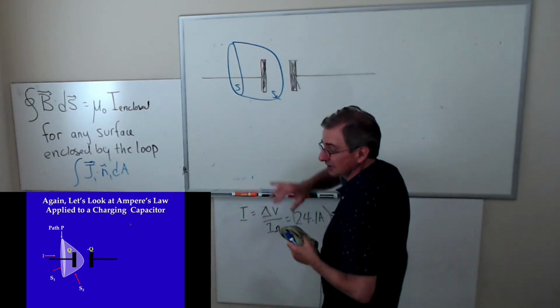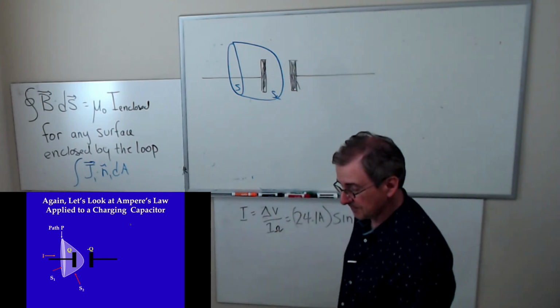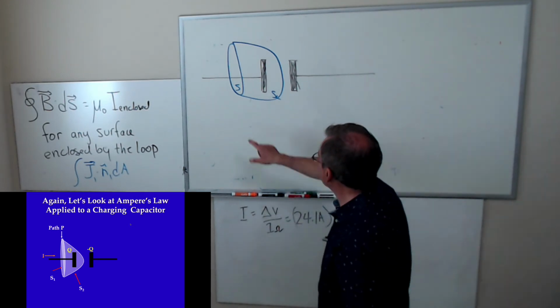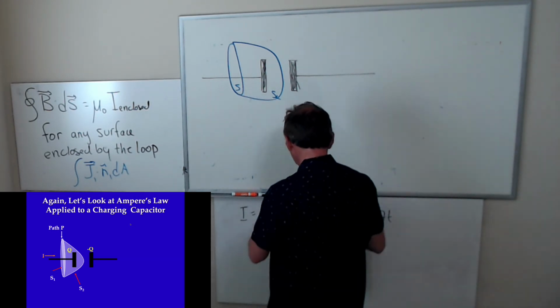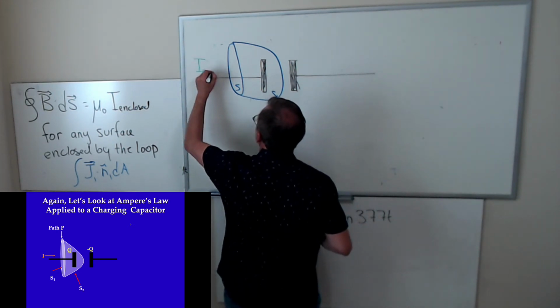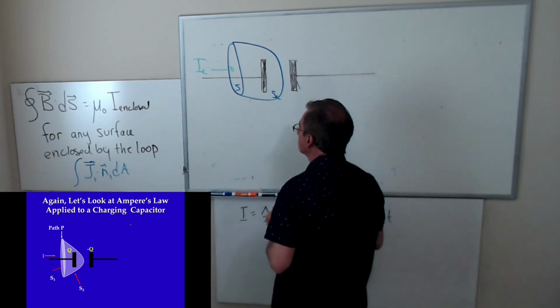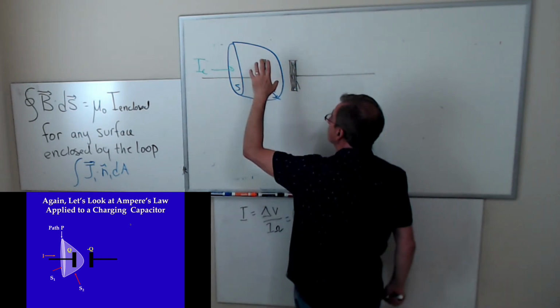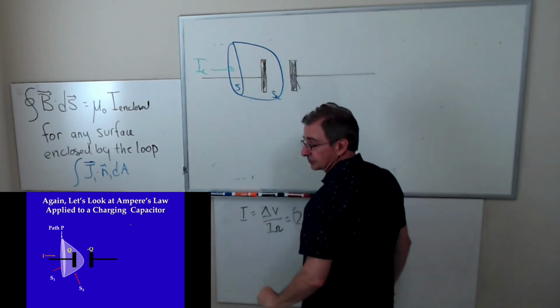How much penetrates this surface? 0. There's no current that goes through that one. But what about through this one? Whatever I is, we'll call it I sub C. So you do have current penetrating through here, and you don't have any current penetrating through here. That's because you have a source inside this thing.